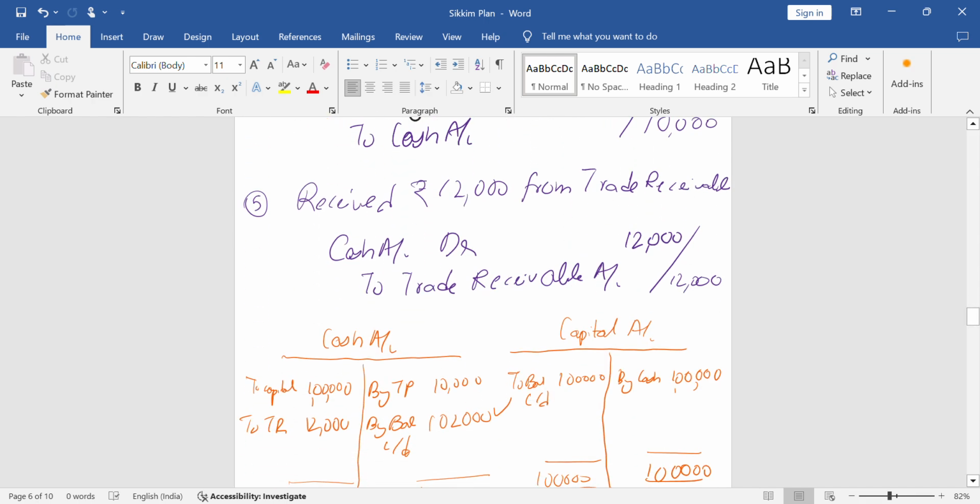And the last transaction, received rupees 12,000 from trade receivable. Cash account debit to trade receivable account. Cash is an asset, increasing, 12,000 rupees debit. Trade receivable was again an asset, but it is decreasing, so credit.